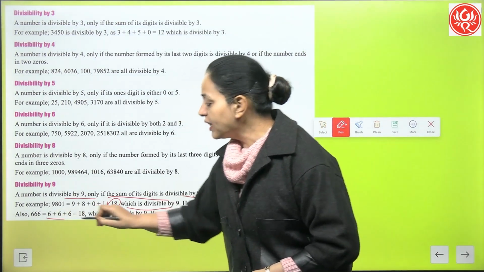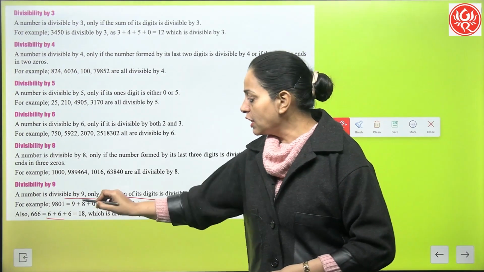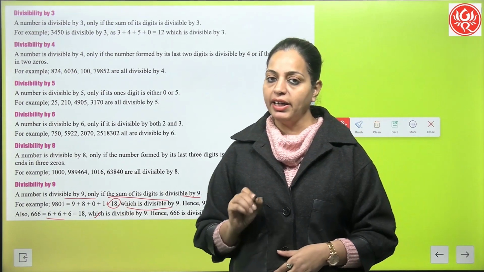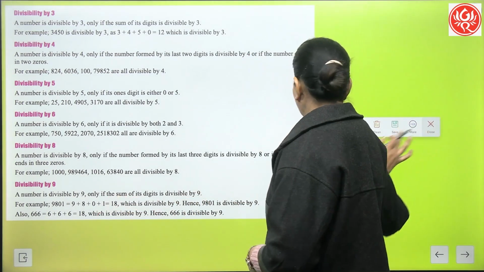ऐसे एक और number है 666. So 6 plus 6 plus 6, that is 18. It is also divisible by 9. Okay, I hope these are clear to you.